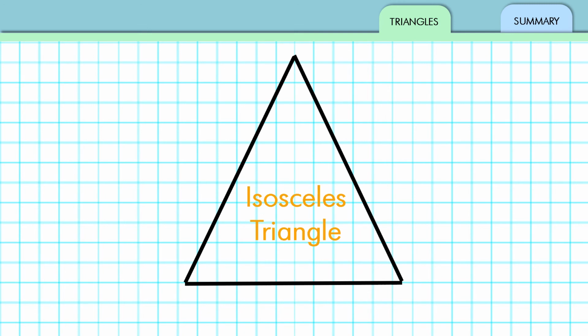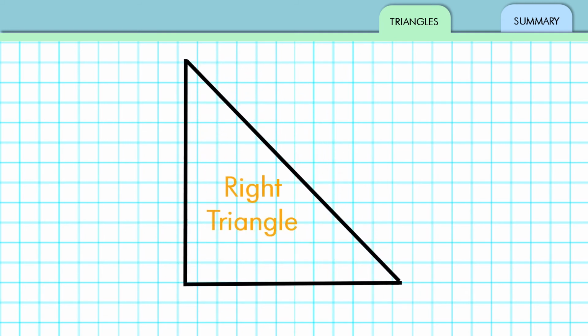Next would be the isosceles triangle. Basically, an isosceles triangle has 2 equal sides and 2 equal angles. And lastly, the right triangle is a triangle with a right angle as its interior angle. And that right angle is usually denoted by a small square at the corner. And it is also used in the Pythagorean Theorem.